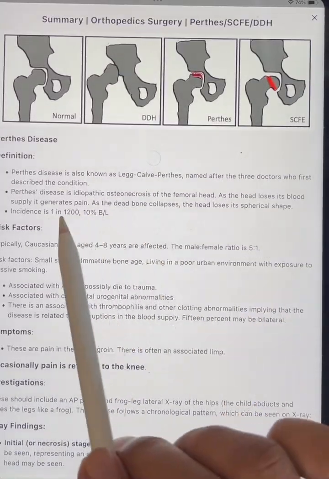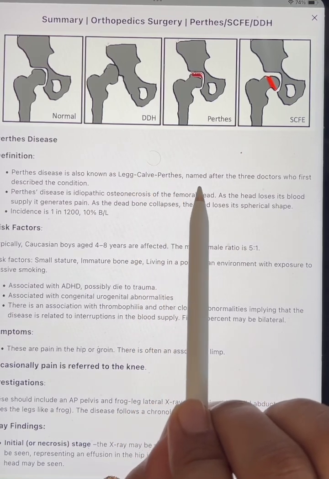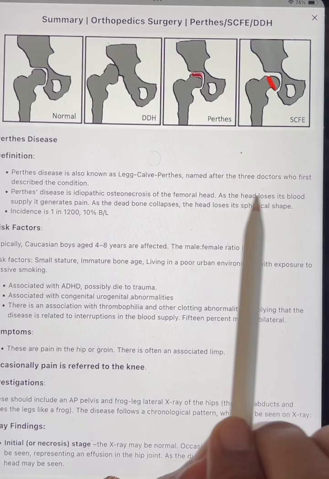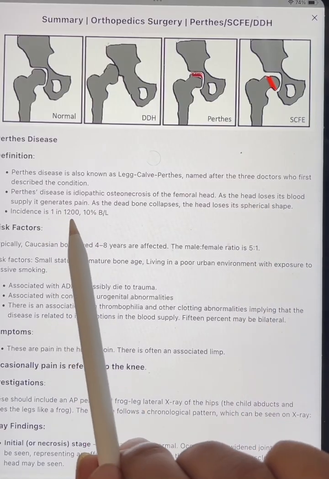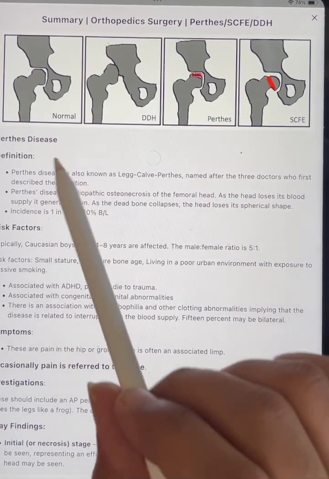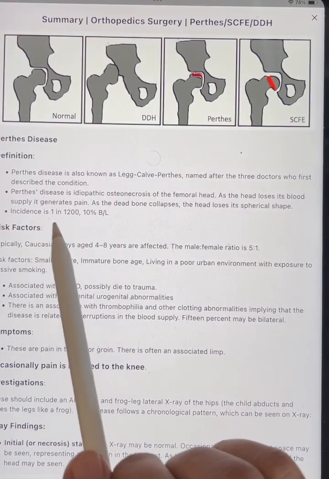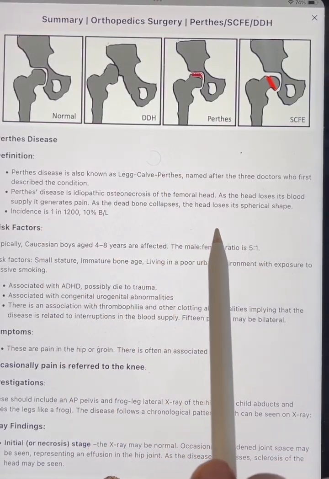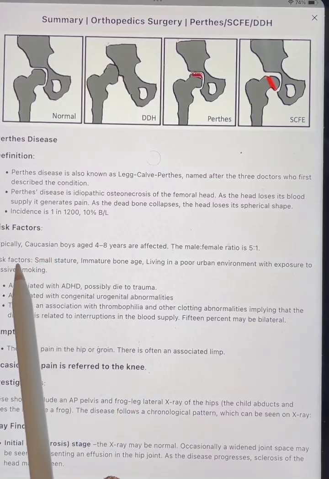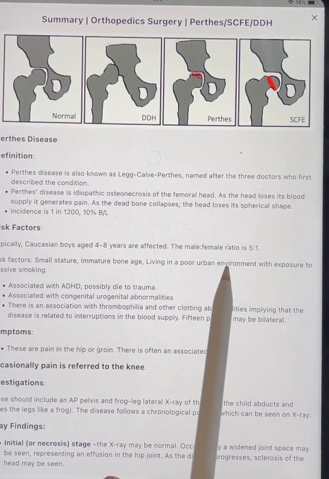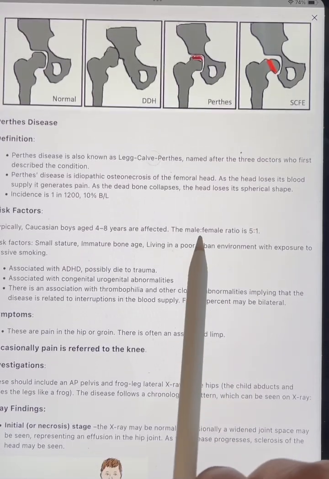Perthes disease is known as Legg-Calvé-Perthes disease, named after the three doctors who first described the condition. Perthes is idiopathic osteonecrosis of the femoral head. The head is osteonecrosed. As the head loses its blood supply, it generates pain, the dead bone collapses and the head loses its spherical shape. Risk factors: Caucasian boys, 4 to 8 years is the age group. Males are commonly affected.